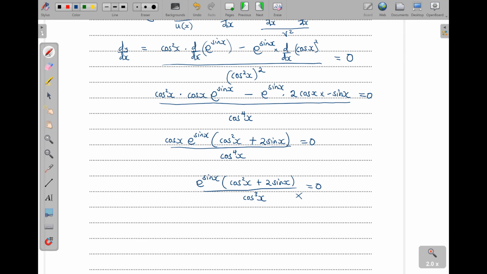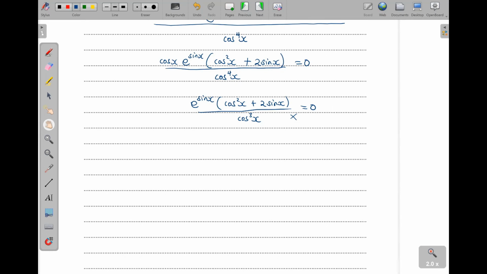Then from there, I can cross multiply, and the denominator will go. That means we have e to the power of sine x into cos squared x plus 2 sine x, which is equal to 0. You equate each of these factors to 0. Even cos squared x plus 2 sine x will also be equal to 0. But there is no number you can power e with to get 0, and we don't have the natural logarithm of 0. So this is undefined, so we leave it out.